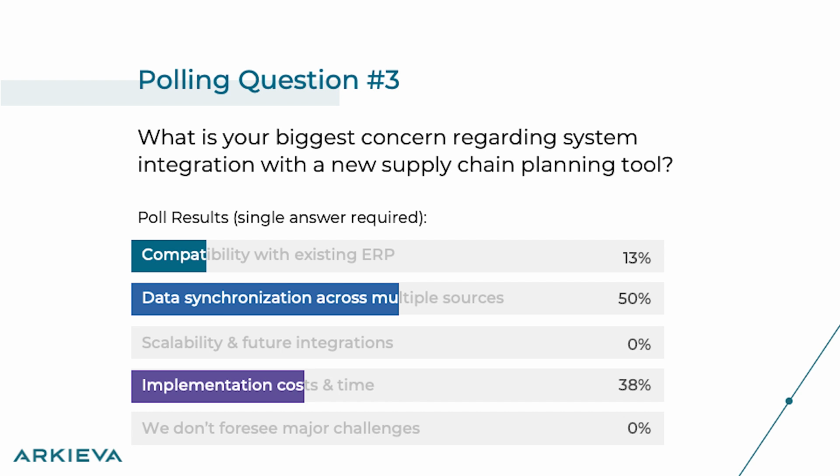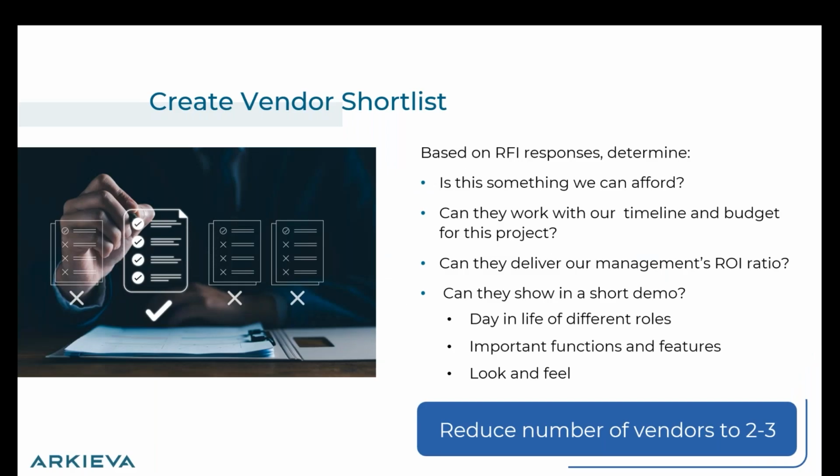Okay, so let's move to the next step. So based on all these RFI responses, as I said, we want to go from about 7 to 2 to 3. And so, certainly we have the demo. We like what we see. How easy is it to use? What does the look and feel like? Do they have the important functions and features that I'm interested in? How would the day in the life of the planner look like? But also we want to evaluate, can we afford this? How's the timeline? Does this fit our budget? Can they deliver our management's ROI ratio?